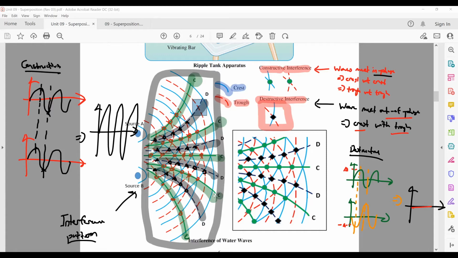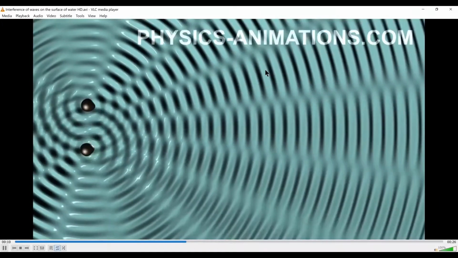Superposition, water waves. Let me open the video for you to see. Let me share the video with you. Now you should be able to see on your screen some sort of animation that is playing. This is the interference pattern.